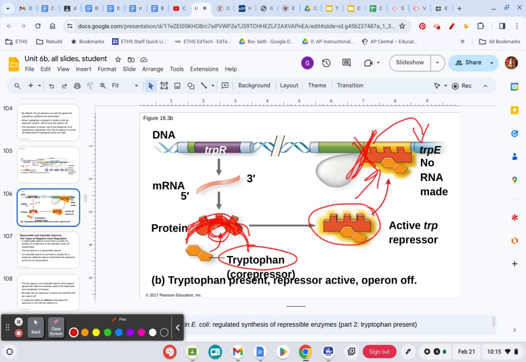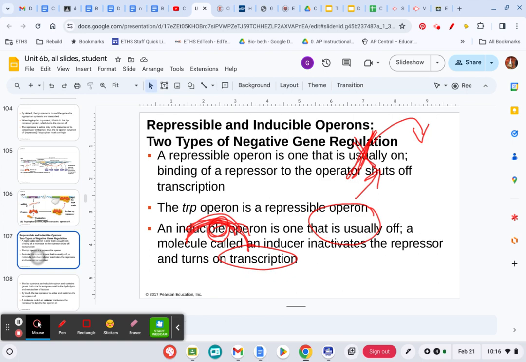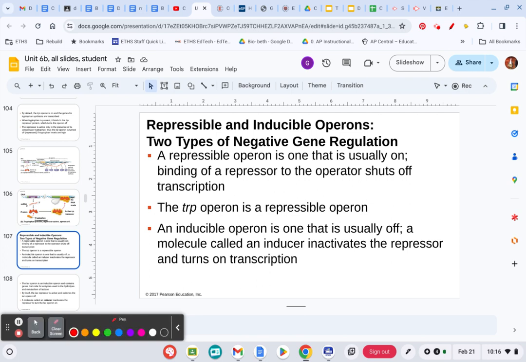Okay, so in general, this is what we call a repressible system or a repressible operon. And it's called repressible because you can turn it off with a repressor protein. But that repressor protein is normally not there. Normally the system is working and it is producing tryptophan. So the repressible operon is one that's usually on. And it's only when a repressor binds does it get shut off. Okay.